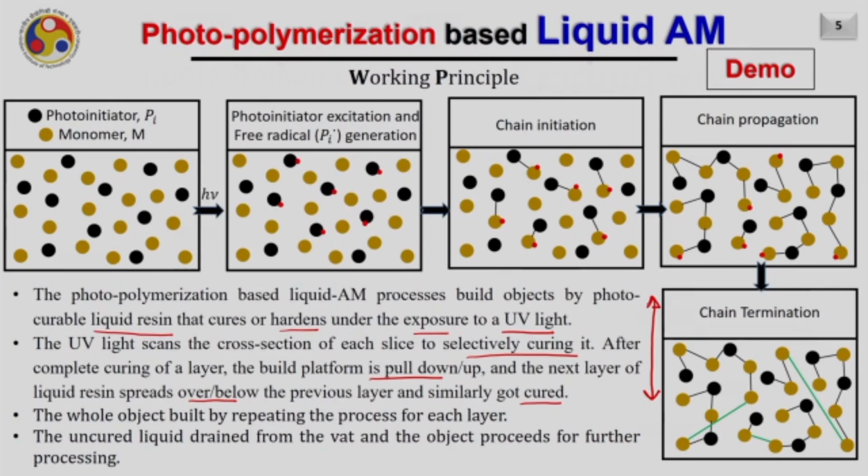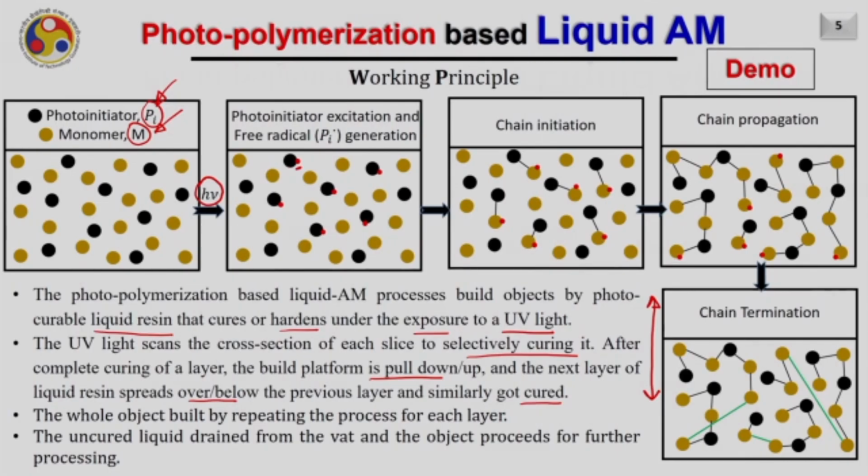Typically, a wet photopolymer resin consists of two materials. First is called the photoinitiator and second is called the monomer. The photoinitiator here is represented by PI and the monomer is represented by M. When the UV light falls onto this resin, the photoinitiator absorbs the energy from the UV light, that is in the form of h nu, and produces free radicals.